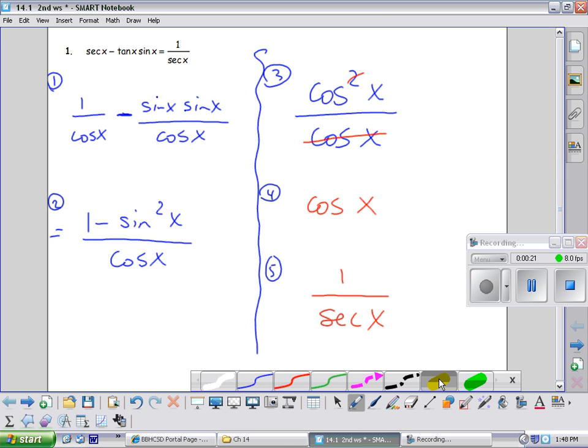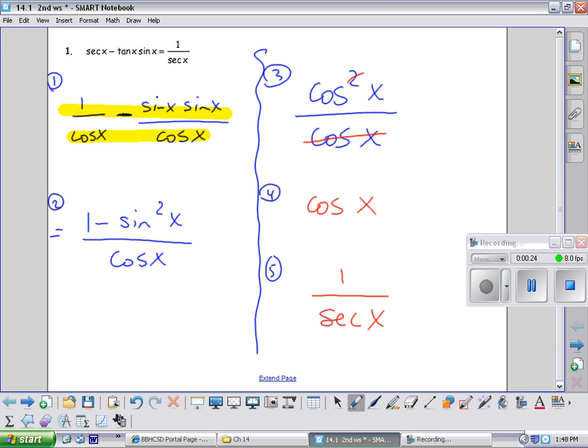My first step up here is going to be changing everything into sine and cosine. Then I have a common denominator of cosine, so I can write step 2, 1 minus sine squared over cosine. Then I do a direct substitution. 1 minus sine squared, by definition, is one of our trig identities. That's cosine squared, so now that's my numerator. Cosine x remains my denominator, and then I can cancel.